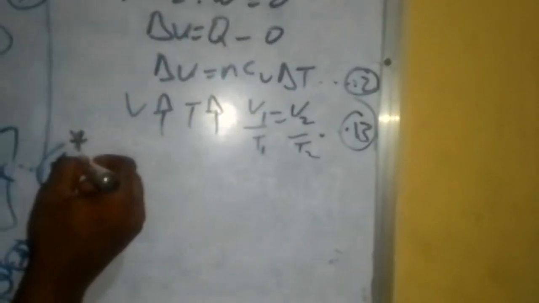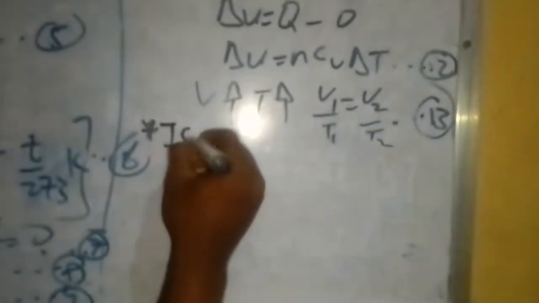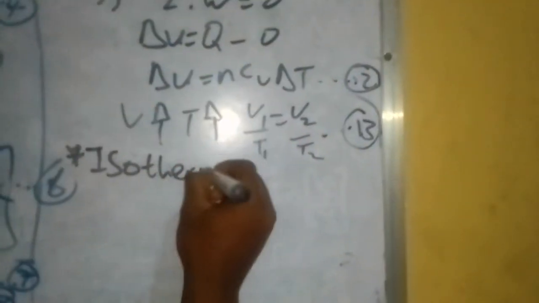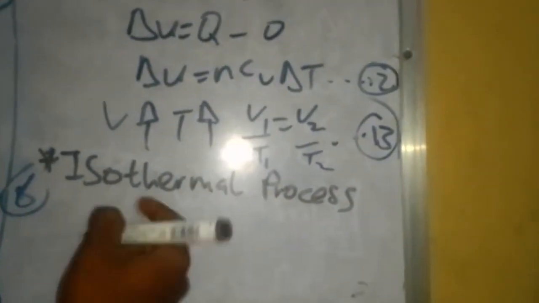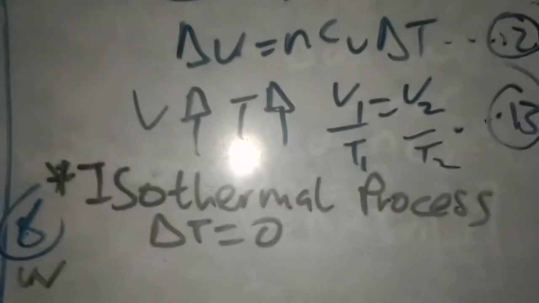Next one is the isothermal process. In this case, you know that the temperature, because thermal is talking about heat, remains constant. So the work done, and remember, whenever this comes up, it must come out in your exam. It must come out in your exam.